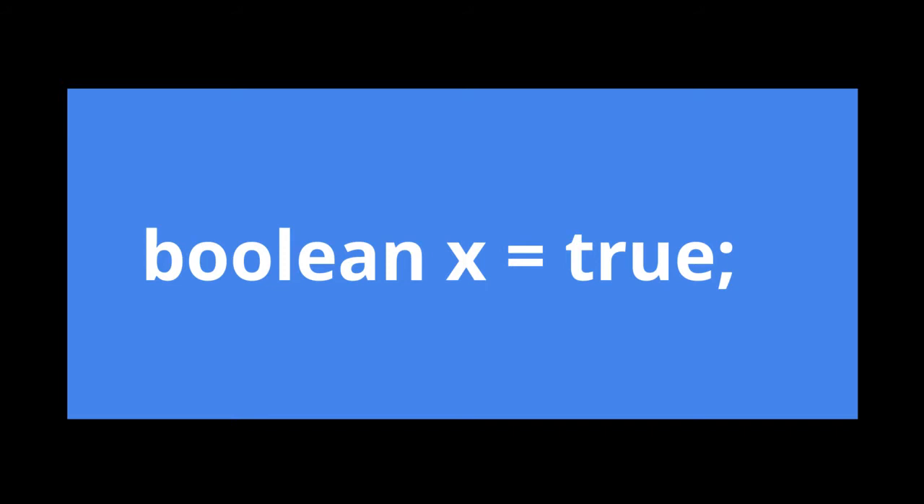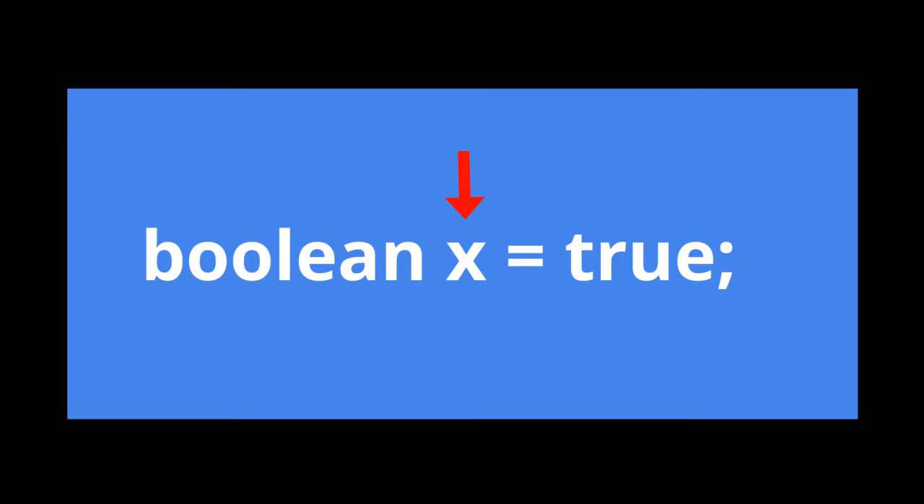So here's our example, boolean x is equal to true. Let's take a look at each of the parts, break them down, and understand what they mean. The first part, boolean, is telling the computer that this variable is a boolean, and therefore it can only be set to the values of true or false.